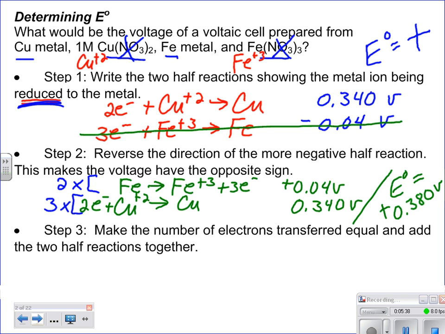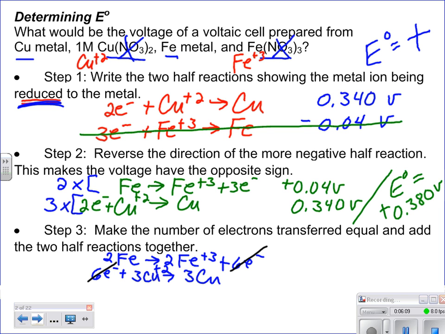So when we do the math, we get 2Fe yields 2Fe3+ plus 6 electrons. And we also get 6 electrons plus 3Cu2+ yields 3 copper atoms on the right side. So that's written correctly now, and we did that so that our 6 electrons would cancel out. And now we can even write an overall reaction from that.